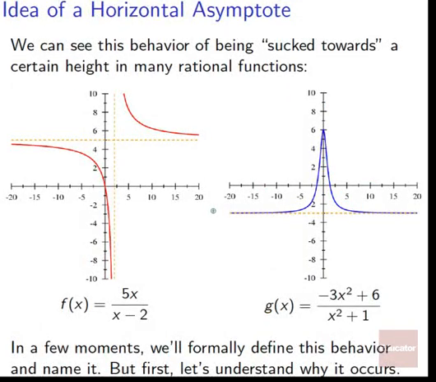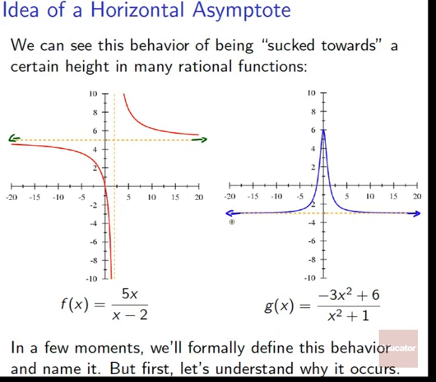We can see this behavior of being sucked towards a certain height in many rational functions. In 5x divided by x minus 2, we see it has this horizontal asymptote at 5. It sort of gets pulled towards a height of 5 in the long run. Over here with g of x equals negative 3x squared plus 6 over x squared plus 1, it gets pulled towards a height of positive 3. In fact, it gets pulled really, really quickly.